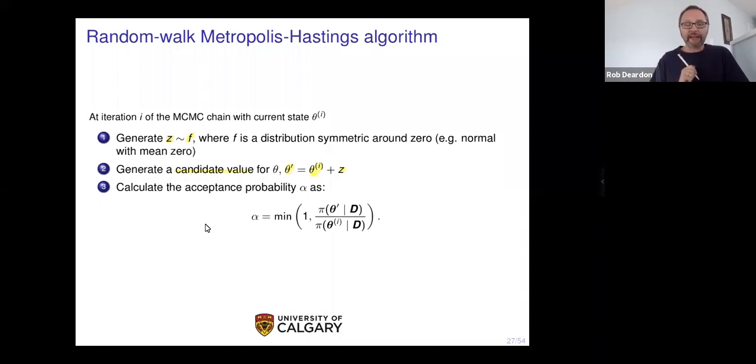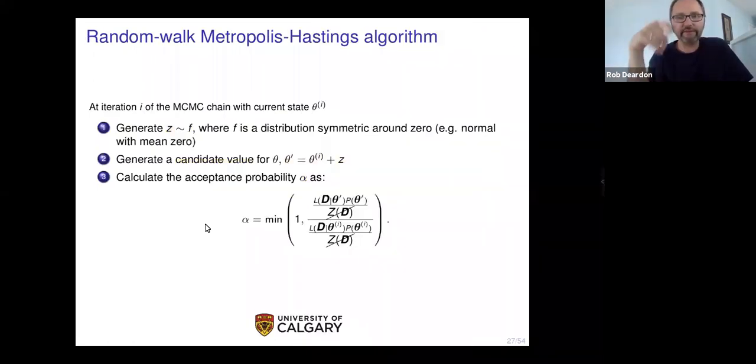I then calculate an acceptance probability that I've called alpha. This is actually going to change each MCMC iteration, or each Markov chain iteration. It is the minimum of 1 and the posterior under the proposed parameter values divided by the posterior under the current parameter values. So where I am currently is in the denominator, and the posterior about where I might go in this parameter space is in the numerator.